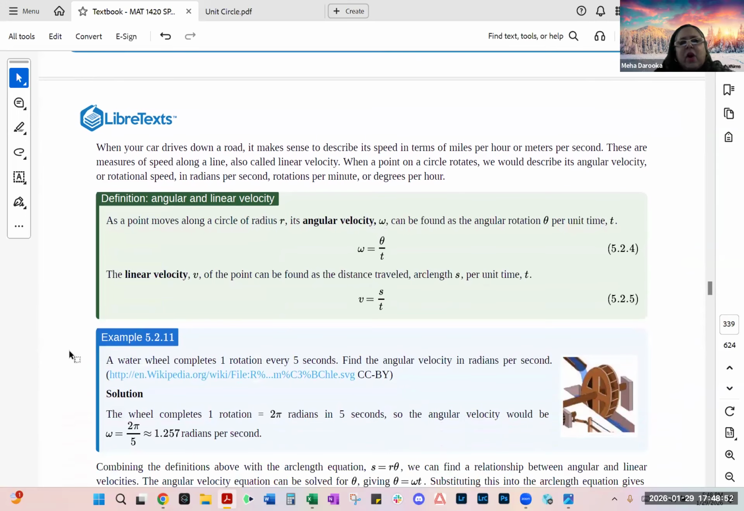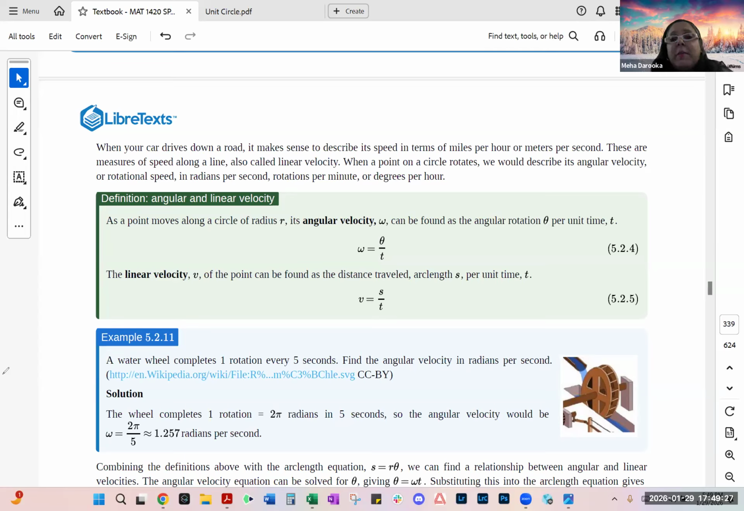So obviously, when we're talking about linear velocity, you can think about if a car is driving down the road, we would talk about its speed in terms of miles per hour, or maybe even, depending on what object we are talking about, in terms of meters per second. So when we talk about miles per hour or meters per second, we're basically saying these are measures of a speed moving along a straight line, right? So therefore we call it linear velocity.